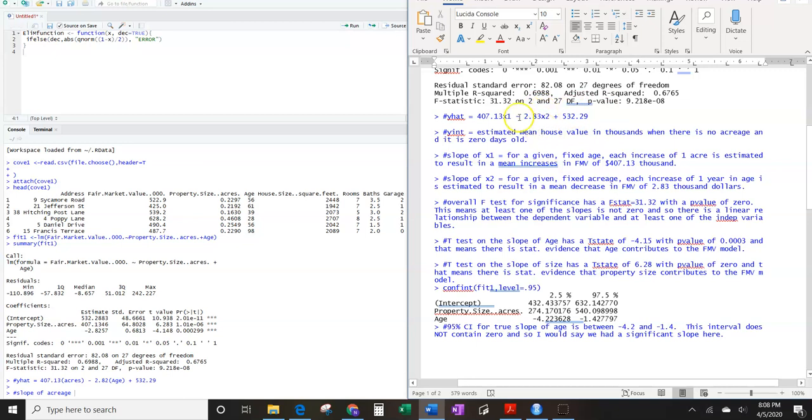So after 1 year, we've lost 2.8 thousand. After 2 years, we lose about $5,000. So we got to understand what X2 does. It is the loss in the market value of the house based on the age. Excellent. All right, so what else do we get from our summary?